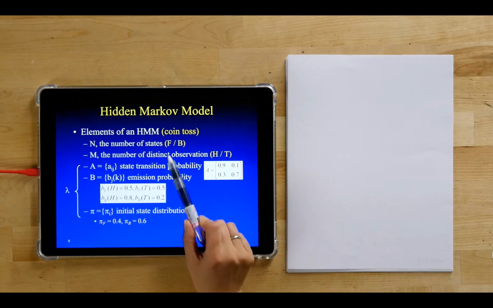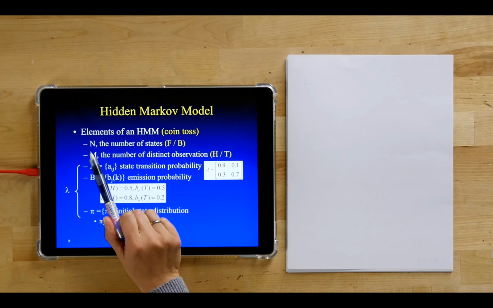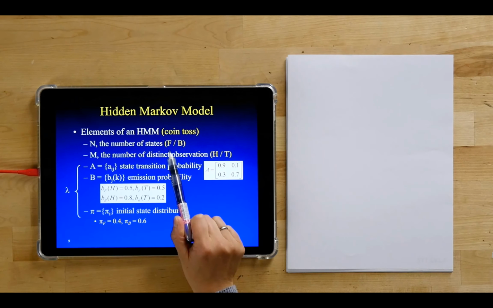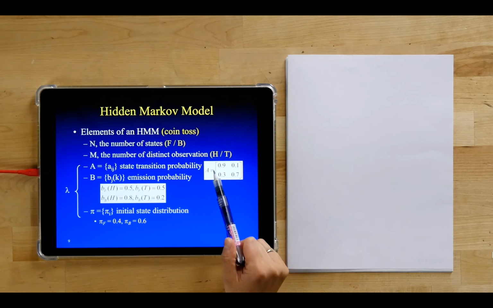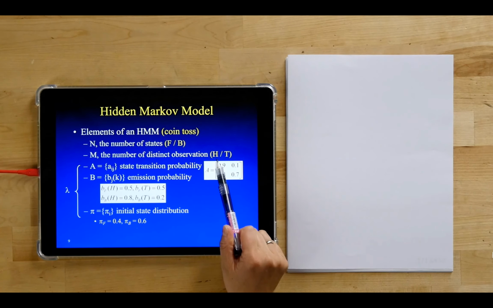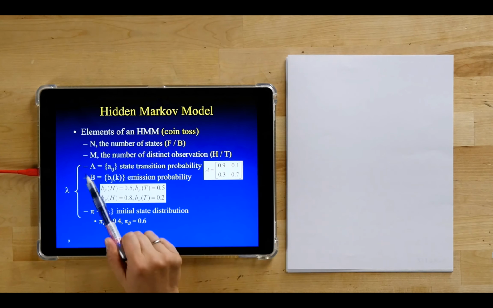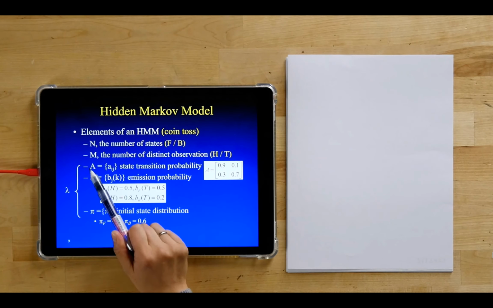Again, let's look at the elements of a hidden Markov model using the coin toss example. We have a number of states. In this case, the hidden states are the coins we use, which are a fair coin and a biased coin. We have the number of distinct observations, what we can actually observe. In this case, it can either be a head or a tail from the coin. And then we have another set of parameters.